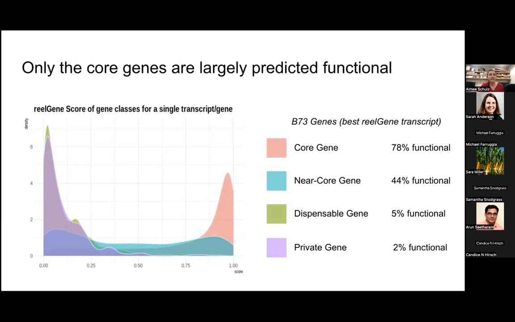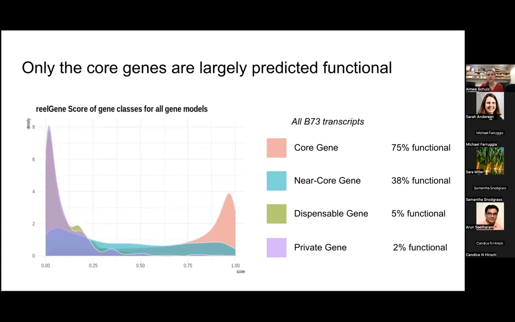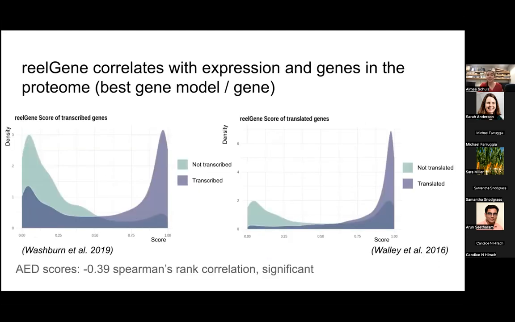And one thing that we're thinking could be of interest here is that you could actually start diving into those genes and seeing why they are predicted functional, what's making them so conserved. These potentially could be sources of adaptation or other traits of interest that people could look into. Now, when you look at all 72,000 transcripts, you see relatively similar numbers across the board for these 4 different classes. Now, you might also be wondering, okay, Aimee, well, you trained this model on core versus dispensable and private. How does this actually relate to the transcriptome or to the proteome?